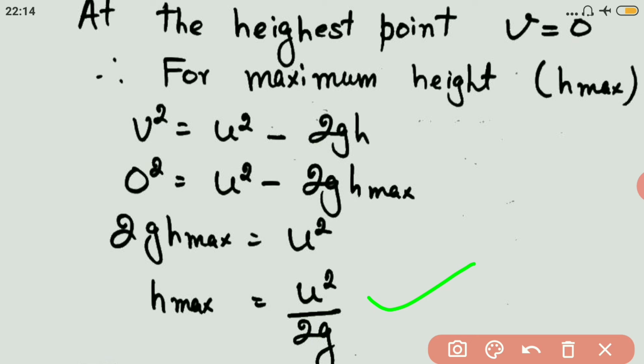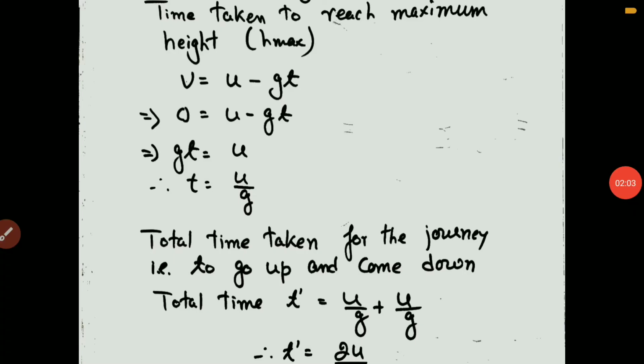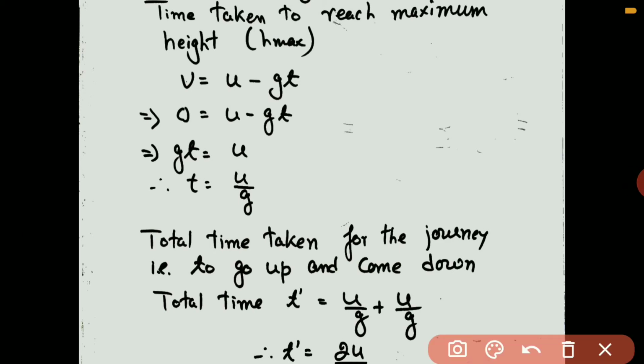So now let us try to calculate the time taken by the object to reach that height. Now, time taken to reach the maximum height: v equals u minus gt. Again, the final velocity was 0, so 0 equals u minus gt. Again, gt equals u, therefore t equals u upon g after the cross multiplication. Now this was the time taken to reach the maximum height from the ground.